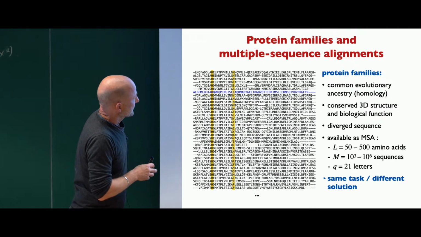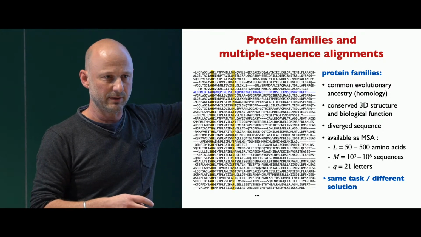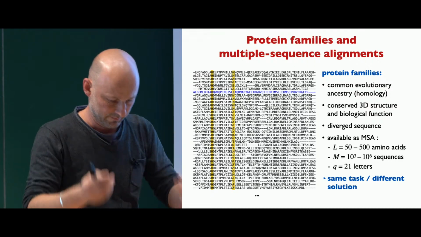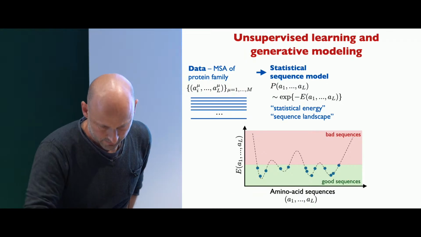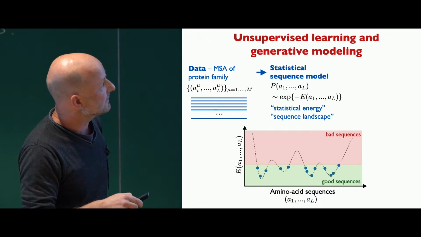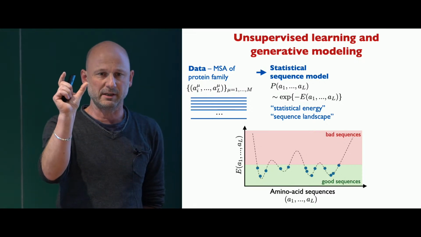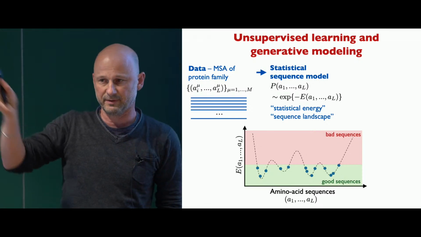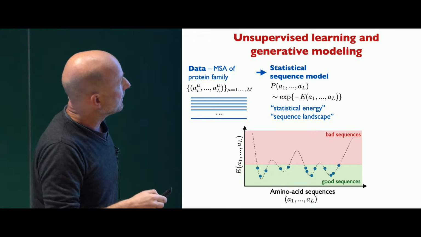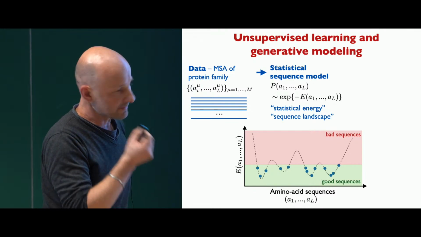Okay, so what we have is thousands of sequences which are diverse between each other, but which are kind of solutions to the same functional task. So to do something with these, we learn a statistical sequence model. For each family there is one model. So if we have many families, we have many models, but each family has one model. And this is basically a probability of one of these sequences.